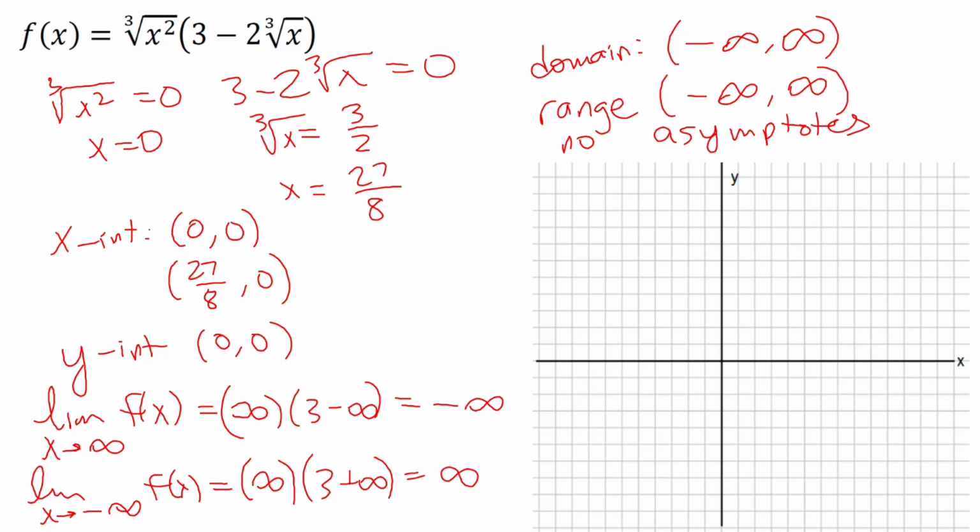I'm going to space this out a little bit so that each 2 is going to be 1 here. And so I have a point at 0, 0 and a point at 27/8. Well, 27/8 is about 3 3/8, so that'll be right about there. So that's all I can do without taking a derivative of this function. So we'll start now with our first derivative.